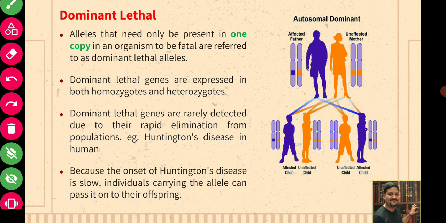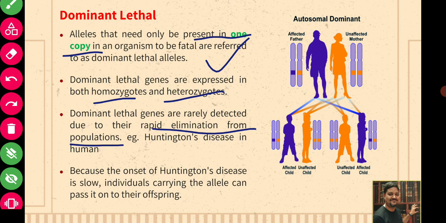So alleles that need only be present in one copy in an organism to be fatal are referred to as dominant lethal alleles. So dominant lethal genes are expressed in both homozygotes and heterozygotes. There is no need for two copies of this allele. Even a single copy will cause death. So these dominant lethal genes are rarely detected due to their rapid elimination from the population. Whenever that gene or allele comes into an individual, that individual will die. That is why it is very rare.